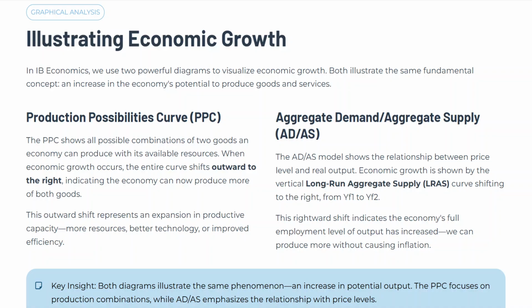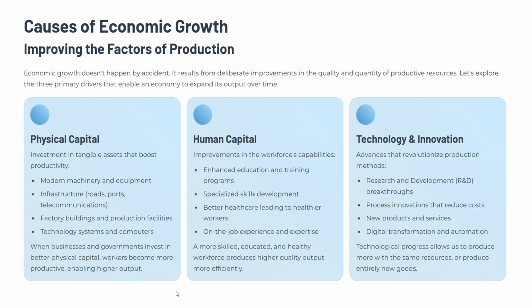What causes the PPC or the LRAS curve to shift to the right? It comes down to improving the quantity or quality of the factors of production. 1. Physical capital. Investing in more and better machinery, infrastructure, roads, ports, and factories makes labor more productive. This is a key driver of growth.